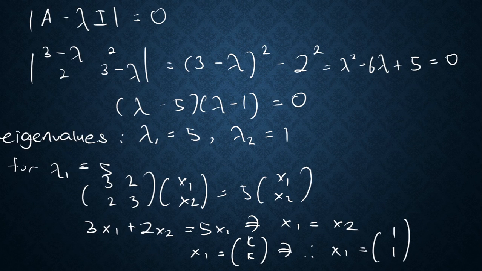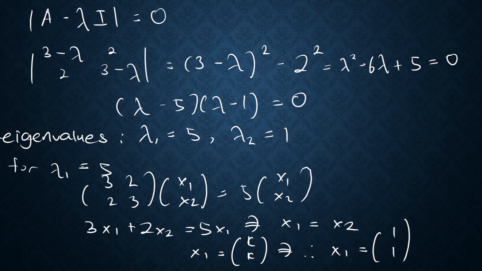And then we need to find the determinant of A minus lambda I and set it to 0. And then we have that. We know how to do this. And finally, we get lambda squared minus 6 lambda plus 5 equals 0. And then factorize it. And then we get lambda 1 is 5, lambda 2 is 1.